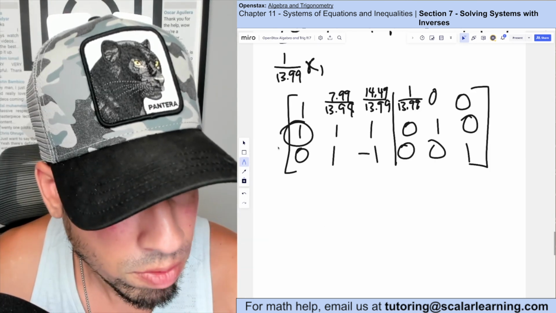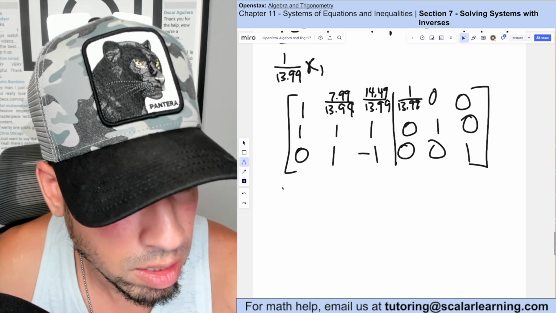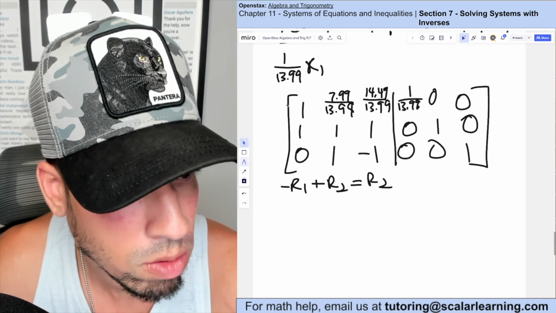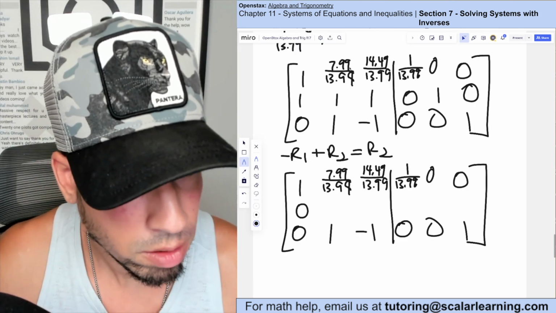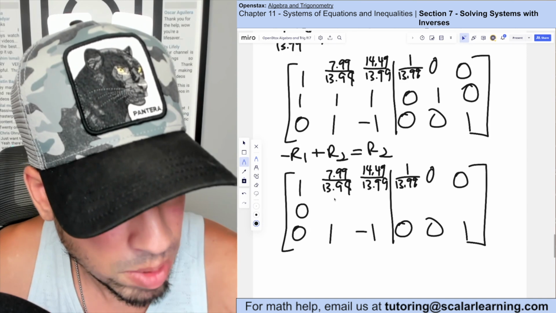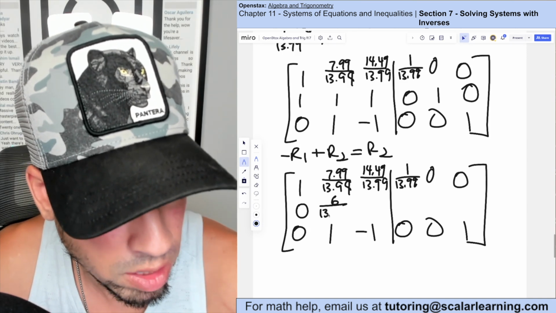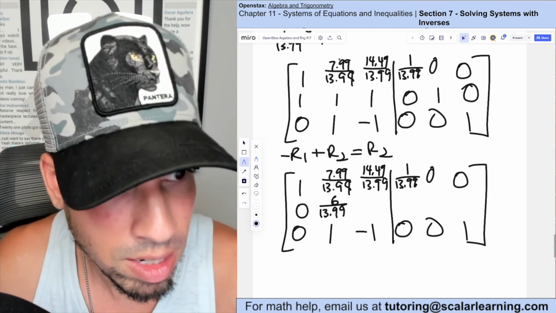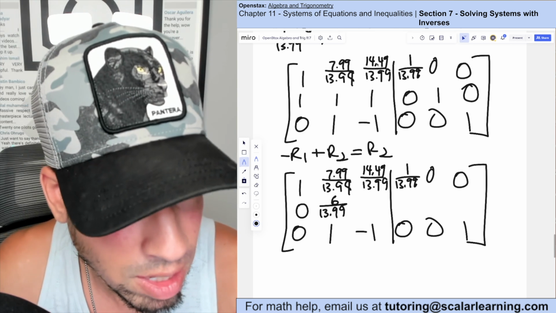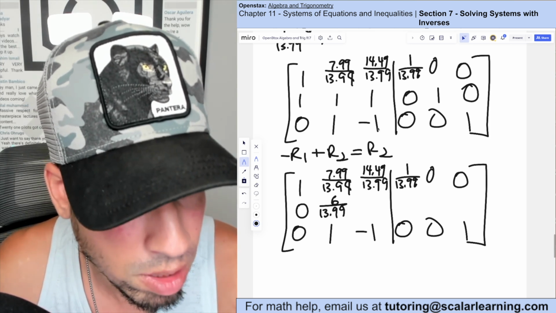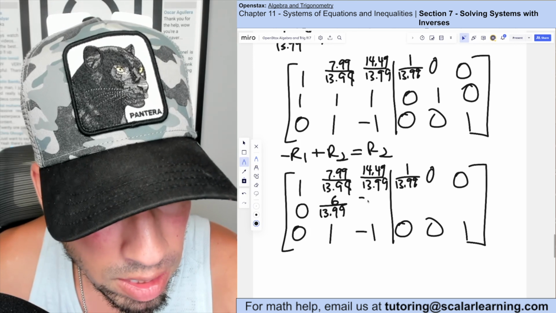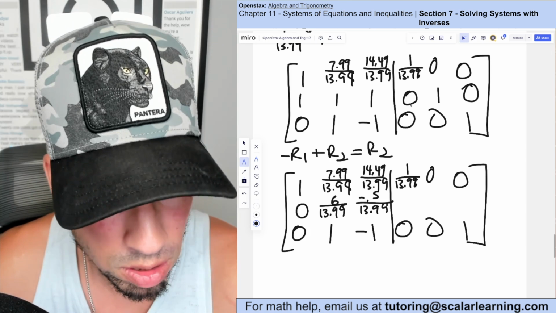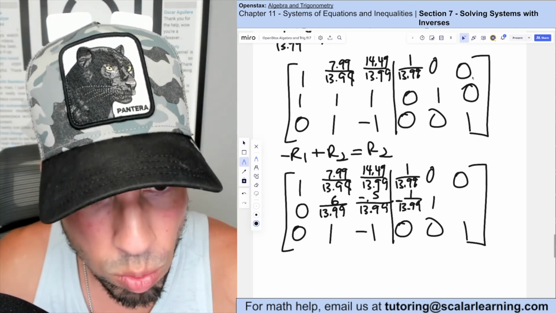Great. Next, I would love to flip that to a 0. So I'm going to do negative row 1 plus row 2 to give a new row 2. Let's write that out. So we got negative 1 plus 1 is 0. Negative that plus 1 is going to be 6 over 13.99. The reason why is because this becomes 13.99 over 13.99, and then negative 7.99 plus that just gives us 6, and then this negated plus 1 is going to give us negative 0.5 over 1399. Negative this plus 0 is that. And then we got 0 plus 1 is 1, 0 plus 0 is 0.